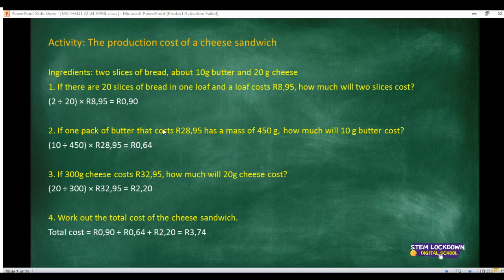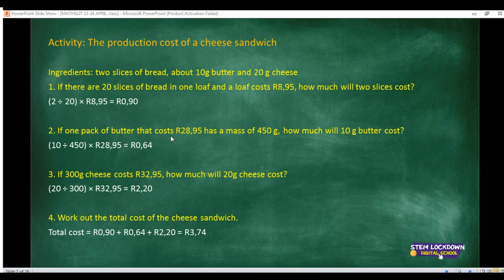Then 3, we are now working out the cost of the cheese because we have 3 ingredients, right? We have the slices of bread, we have the butter, and we have the cheese. That is why we are breaking down into those 3. Number 3 now is if you're buying 300 grams of cheese and it costs 32 rands 95, how much will 20 grams of cheese cost? So you say 20 grams divided by 300 grams multiplied by 32 rands 95. It is equal to 2 rands 20.